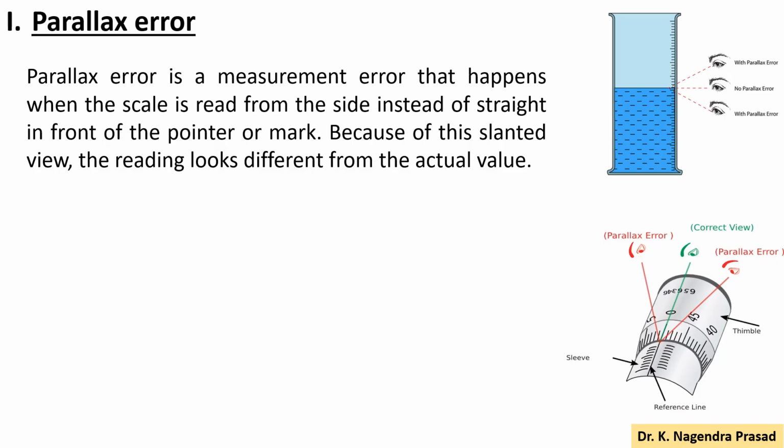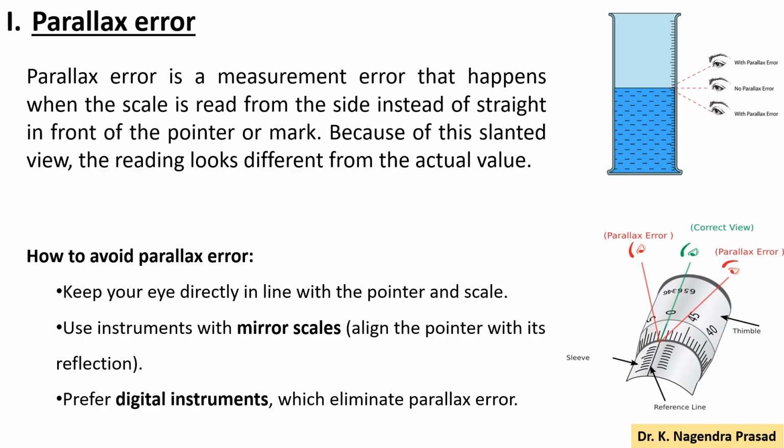So let us look at the parallax error. Parallax error is a measurement error that happens when the scale is read from the side instead of straight in front of the pointer or mark. Because of this slanted view, the reading looks different from the actual value.